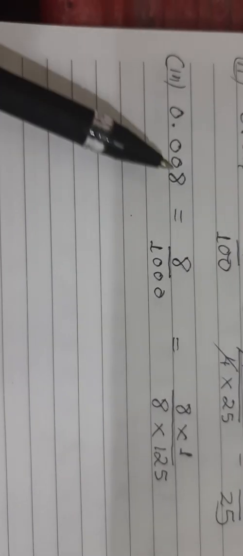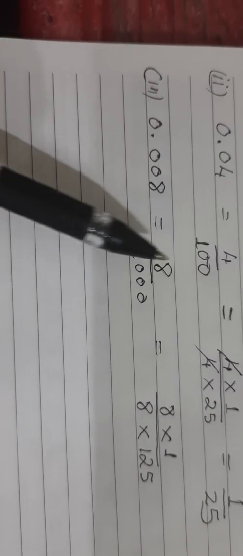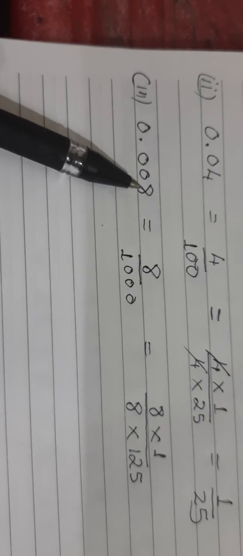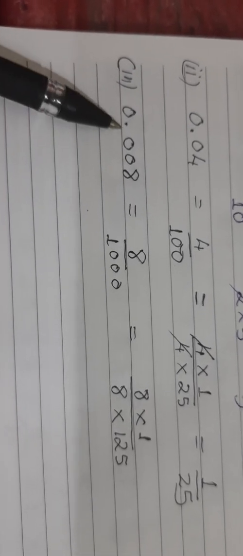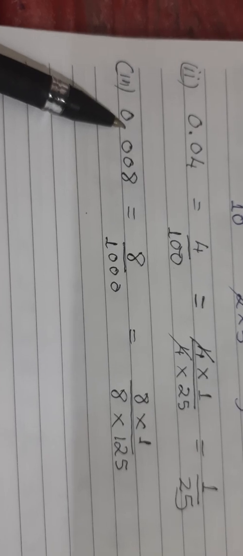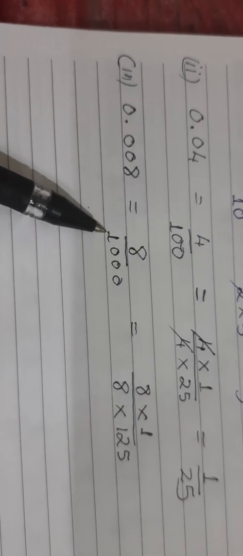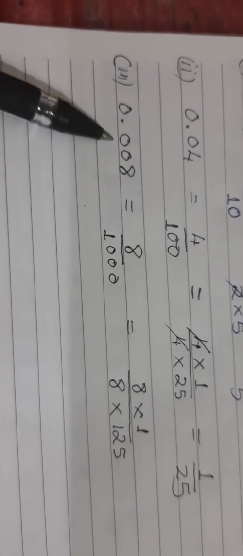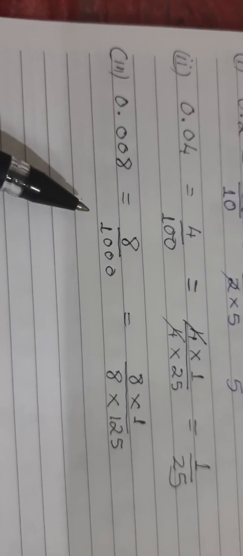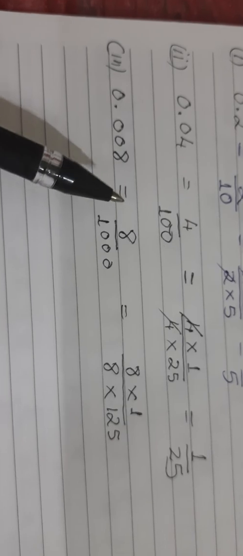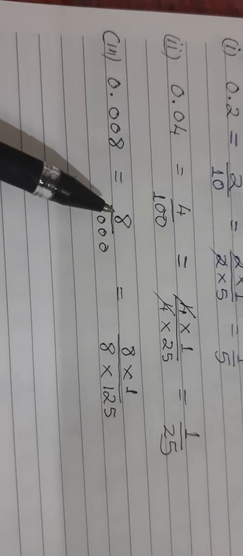Third question is 0.008. Now 0.008, I first convert it into a fraction. We write 8 without the decimal, 8 in the numerator, and in the denominator, the point is replaced by giving 1, and after the point on the right side, 3 digits are there, isn't it? So 3 zeros. So 8 by 1000 is the fraction, but it is not in the lowest term. Let us reduce it to the lowest term.